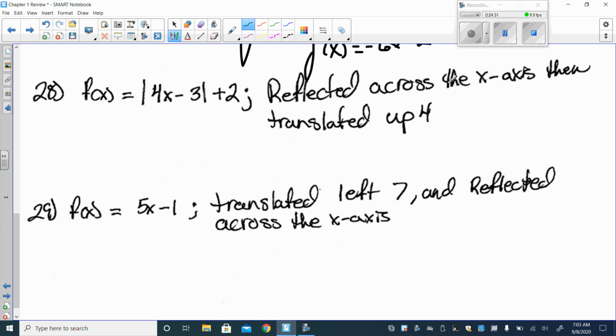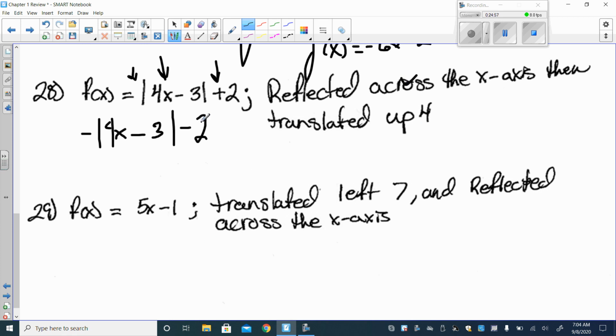Now, if we're reflecting across the x-axis, we'd make everything negative. Now, we wouldn't go inside the absolute values, we just stay on the outside. So since the outside of the absolute value is positive, across the x-axis it would become negative absolute value of 4x minus 3. And since 2 is positive, it becomes negative. And that's the reflection across the x.